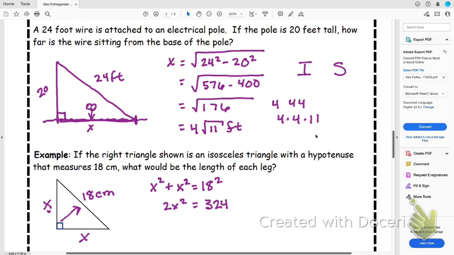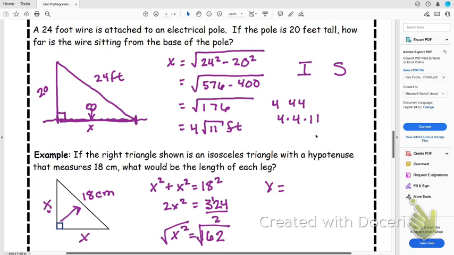Okay. Now what? This is your algebra. Divide by 2. So x squared equals 324 divided by 2. 2 goes into 3 one time, carry a 1. 2 goes into 12 six times. And then 2 goes into 4 two times. So I've got x squared equals 162. Is that your answer? Nope, because I need x. What do I have to do? Take the square root.